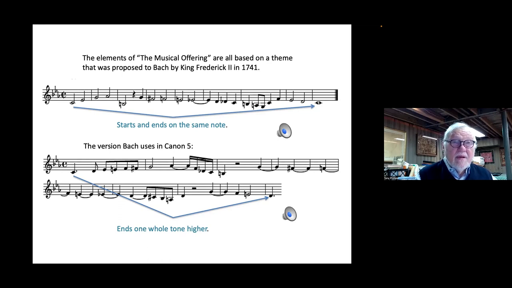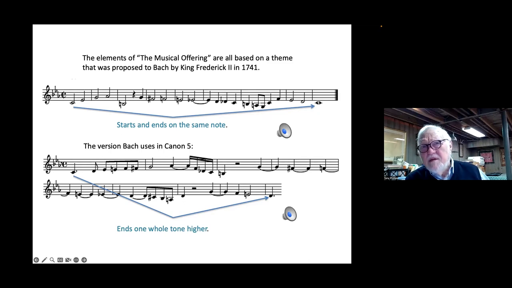Now, canon 5 is special. Bach uses a slightly different version of this theme. You'll notice that the theme itself starts and ends on the same note.